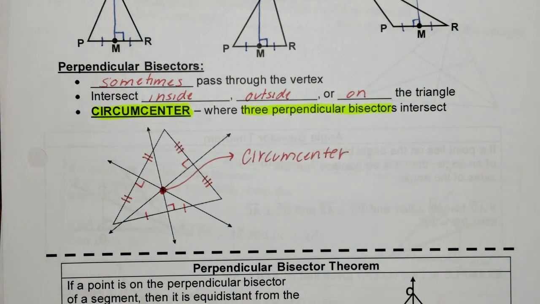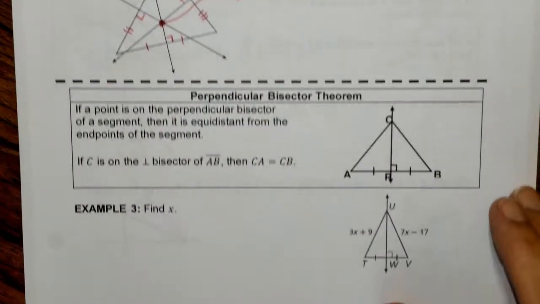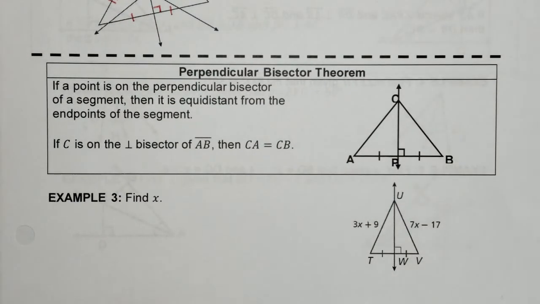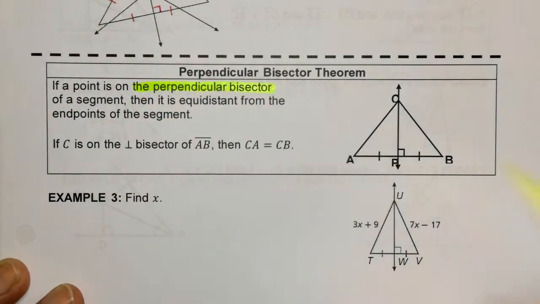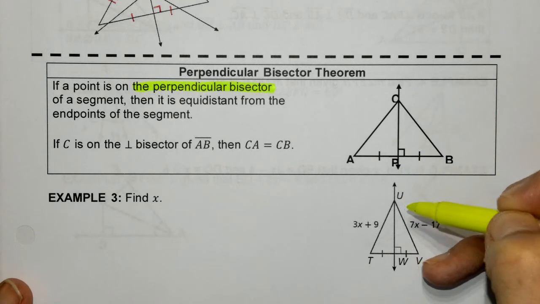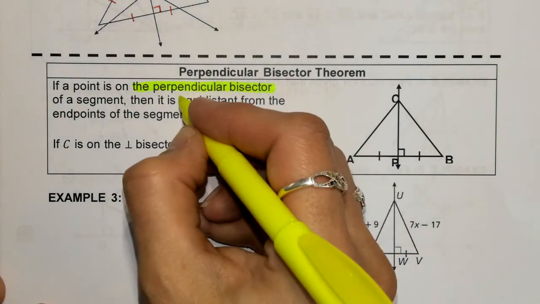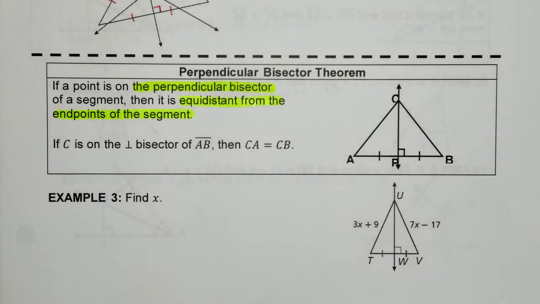Okay. Now there is something else we need to know about a perpendicular bisector, and it's the theorem. It states that if you have a point that's on the perpendicular bisector of a segment, so any point on this perpendicular bisector, it is going to be equidistant from the endpoints of the segment. That sounds confusing, right? Well, let's take a look at this.